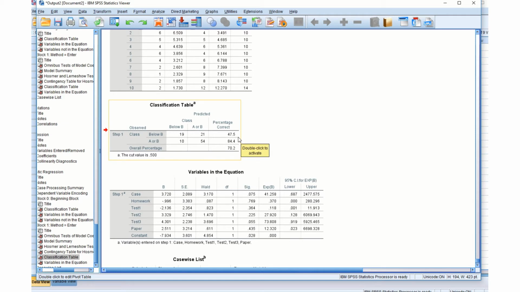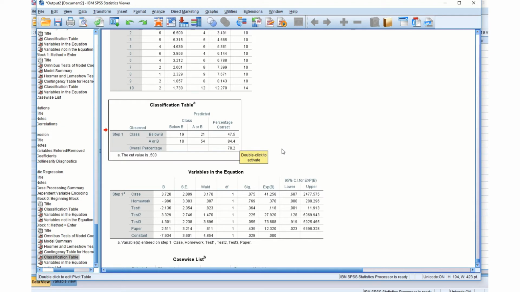it predicted the below B group 47% of the time, and it predicted entry into the A or B group 84% of the time. So in other words, roughly half the time, 47% of the time, it correctly predicted the C or below group, and roughly 84% of the time, it correctly predicted the A and B group, for a total prediction average of 70%.